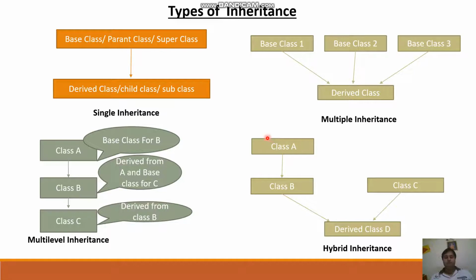And the fourth type of inheritance is hybrid inheritance. Hybrid inheritance means we are going to use multiple types of inheritance in a single example. Here you can see class A and class B, and you are going to derive class D from class B and class C. So the derived class may inherit some properties from A, B and C. Here you can see multi-level inheritance as well as multiple inheritance and single inheritance, so it is called hybrid inheritance.